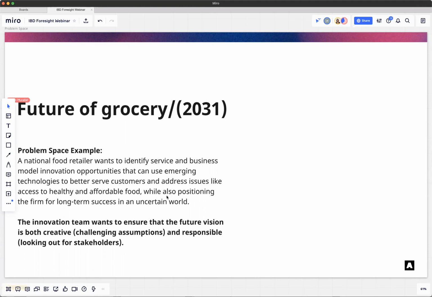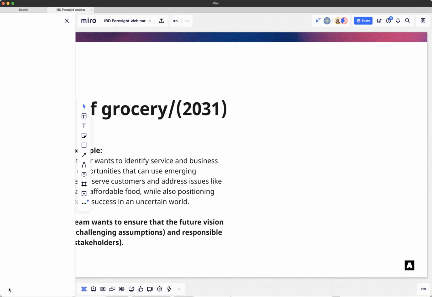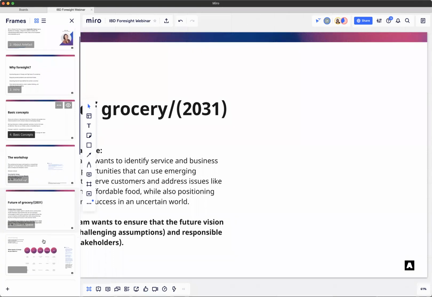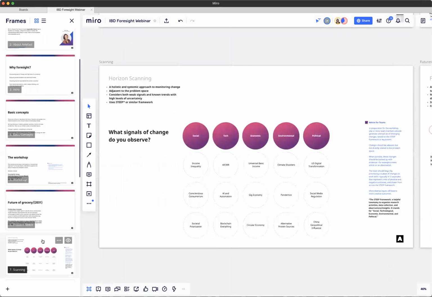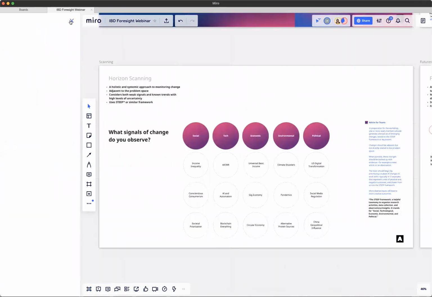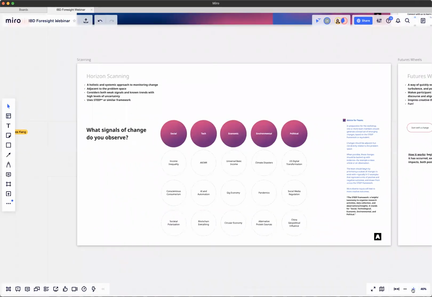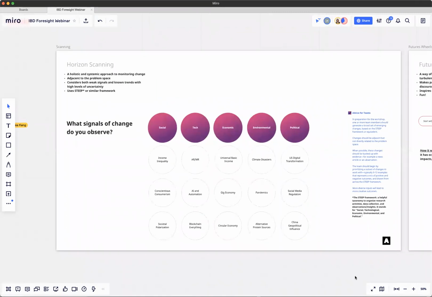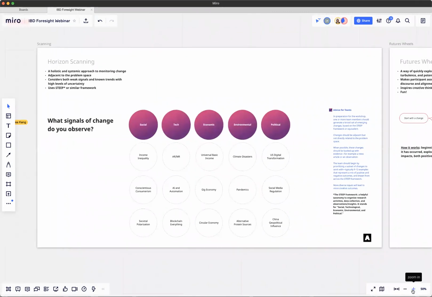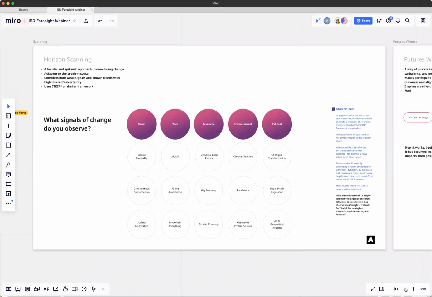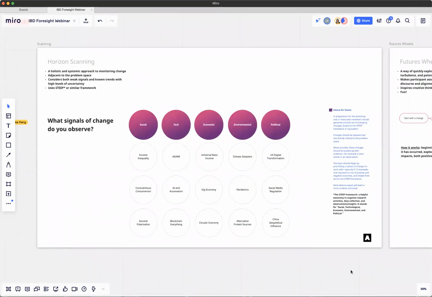So with that, we'll look at now the core modules. We're working on the future of grocery. We need to think about how we're going to identify change happening in the environment and what changes in particular we want to work with in our workshop today. So the first topic today that I want to talk about in terms of tools, if I can get my zoom to the right level, is what's called horizon scanning.